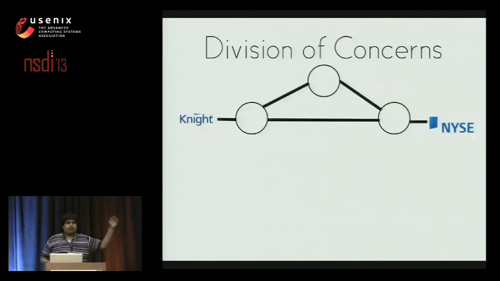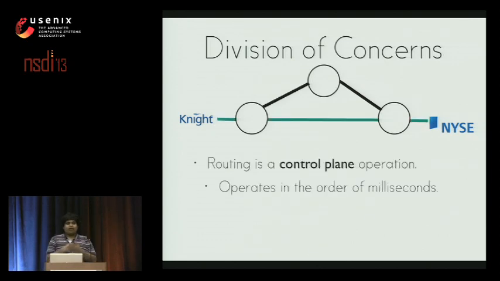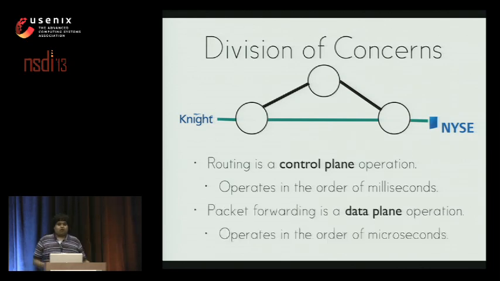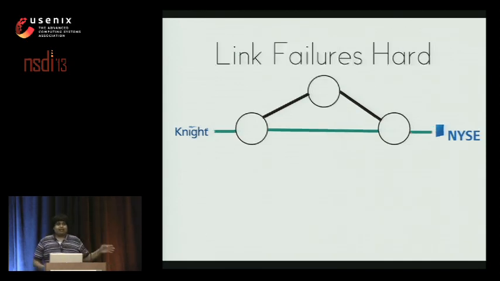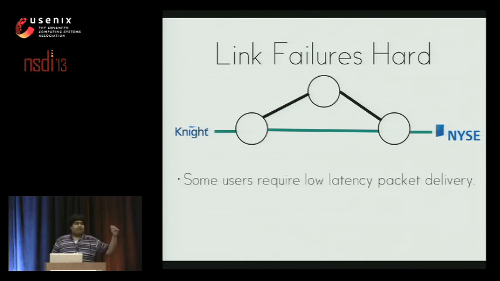So networks right now have this division of concerns. Everyone kind of knows about it. We have routing in the control plane, and routing here just involves setting up paths. It operates on the order of milliseconds and takes a while. Forwarding along these paths is done by the data plane, which only takes microseconds and is pretty fast. And this separation has served us well, except now we have new emerging classes of users.